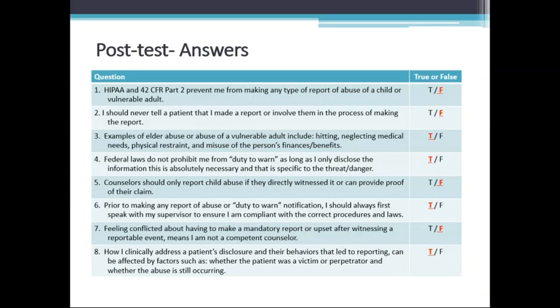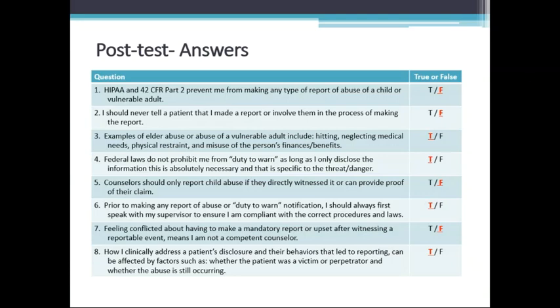Number 2, I should never tell a patient that I made a report or involve them in the process of making the report. That's false. As we discussed, very often if you can involve them, that's a better thing, and it's a case-by-case basis on whether or not it's appropriate. Number 3, examples of elder abuse or abuse of a vulnerable adult includes things like hitting, neglecting medical needs, physical restraint, and misuse of their finances.